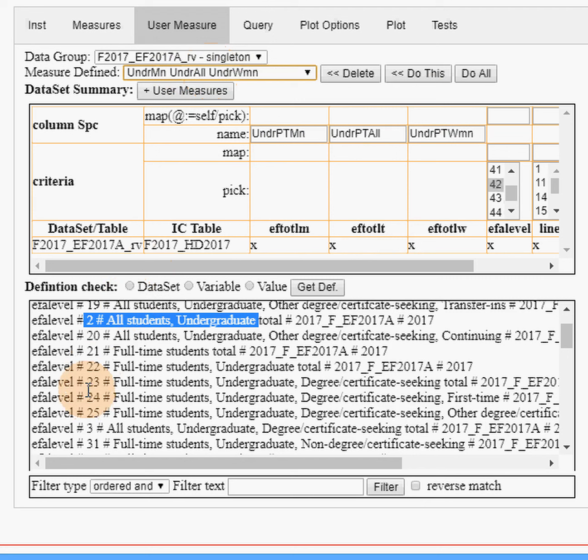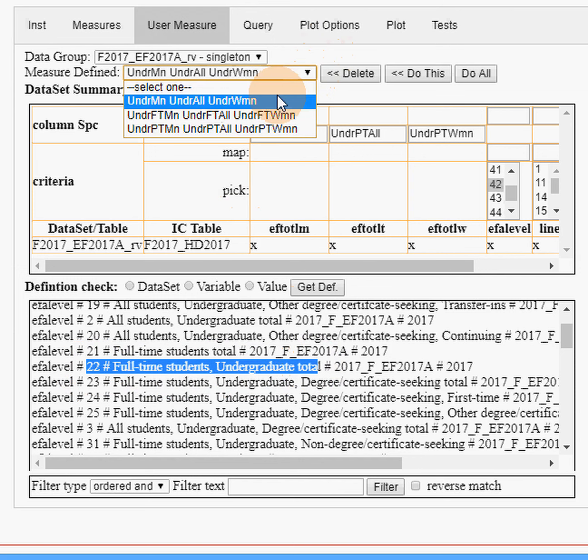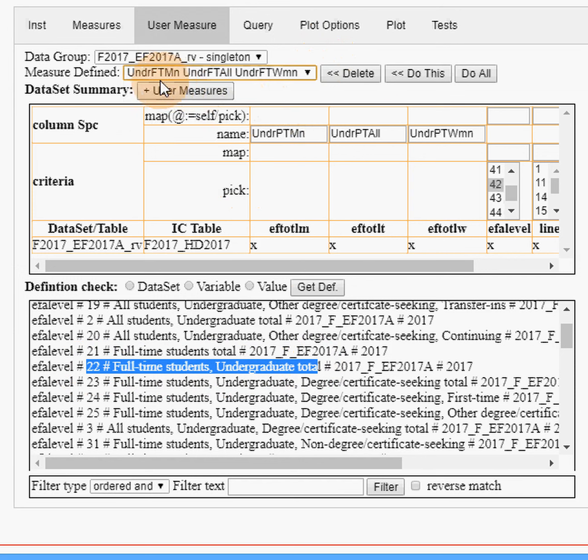And then we select the full-time undergraduates. We select the 22, which is the full-time undergraduate student, and that's what we did over here: full-time undergraduate total, full-time undergraduate men, and full-time undergraduate women.